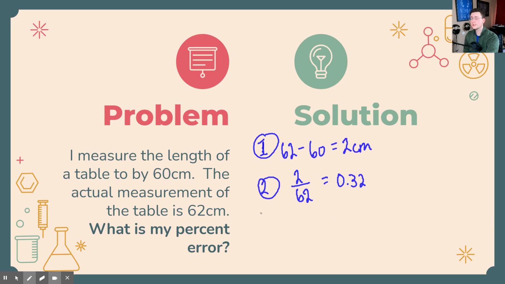Next, we need to find our percent error. So that's our third step. To find our percent error, we're going to now take our error from before, 0.32, and we're going to multiply by 100, which should give us a percent error of 3.2%.